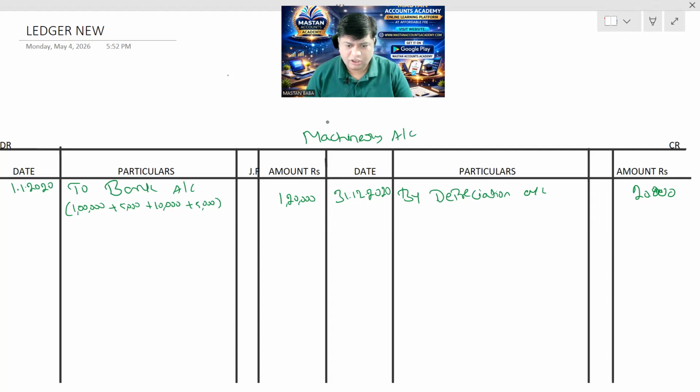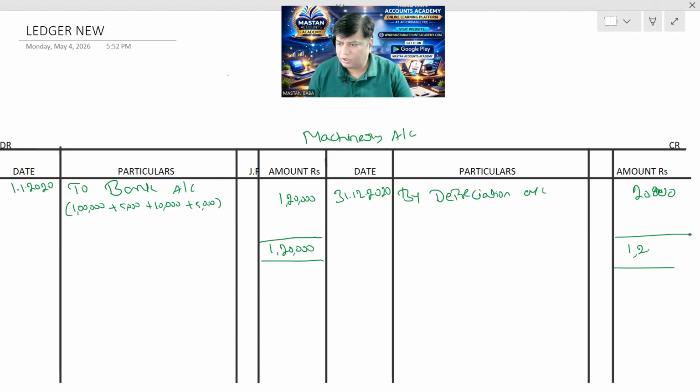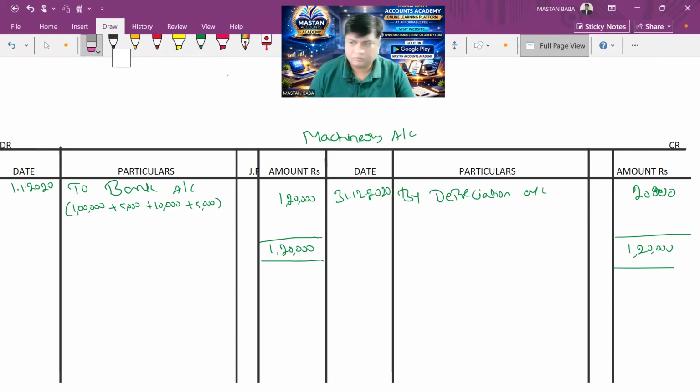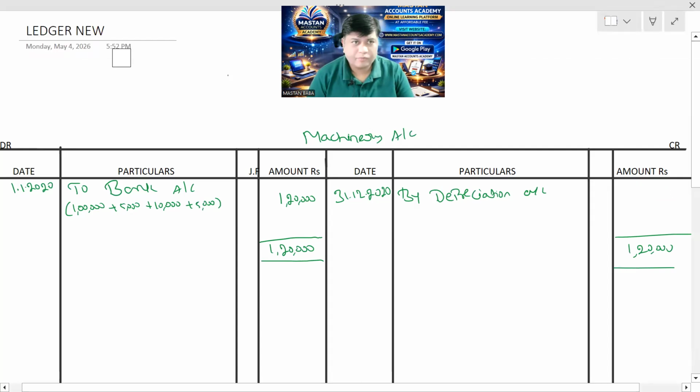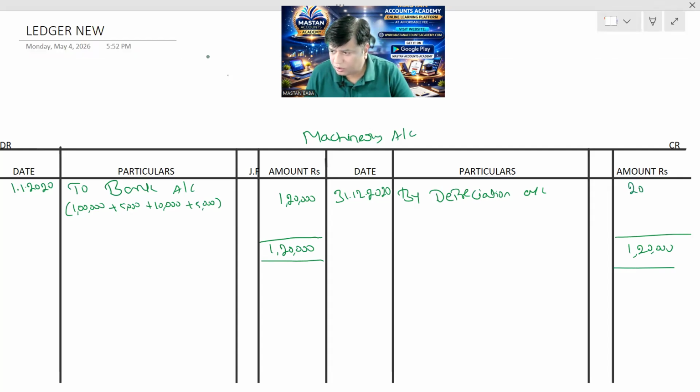Okay. Now just balance the ledger. If you balance the ledger, you'll get 1 lakh, because debit is 1,20,000 and credit is 20,000. Now just balance it by balance carried down. It comes to 1,20,000 minus 20,000, which is 1 lakh.